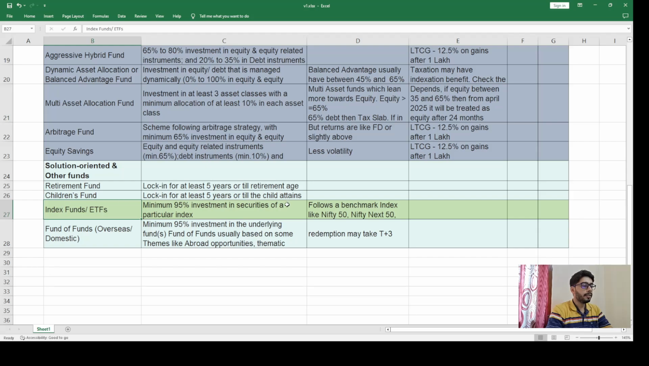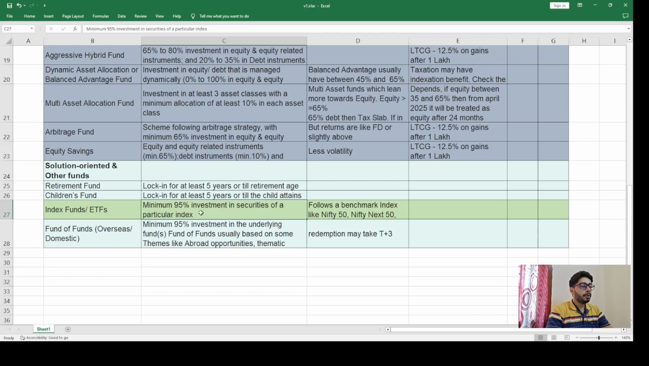Index funds follow some benchmark indexes, like Nifty 50 and Nifty Next 50. These funds are also called passive funds because the fund manager doesn't actively manage them, and they just mimic the benchmarks. So when you are investing in this, 95% of the investment is done in a particular index, and rebalancing happens based on how the benchmark is rebalanced. The only thing you have to be careful about is selecting the fund. There is something called tracking error, which is the difference that happens when the fund manager tries to adjust to the benchmark. You have to look at that, and based on that you can select an index fund.